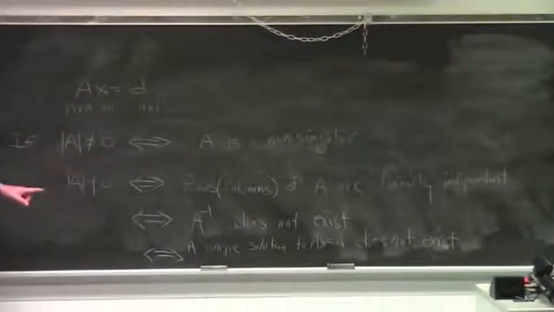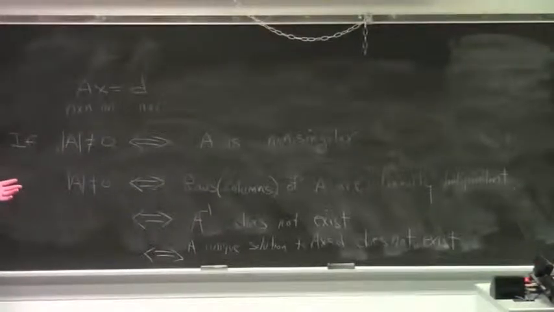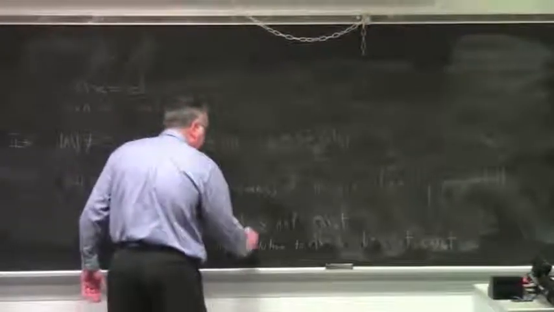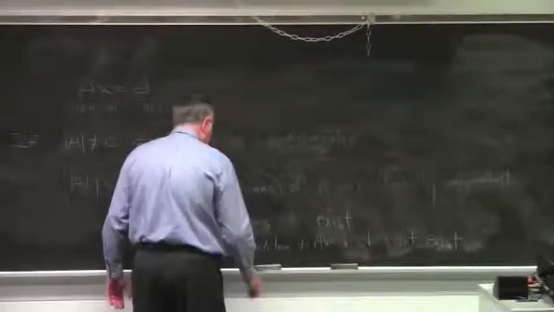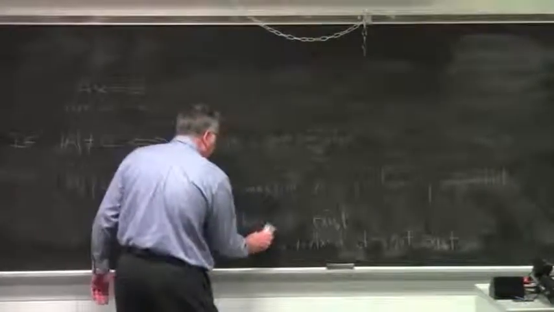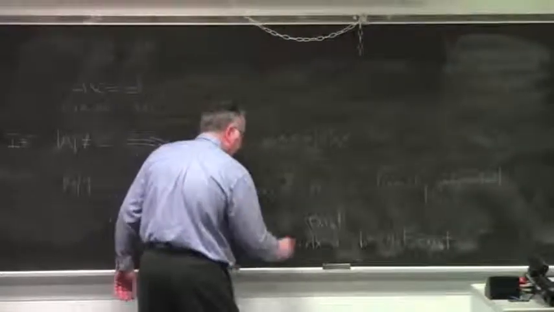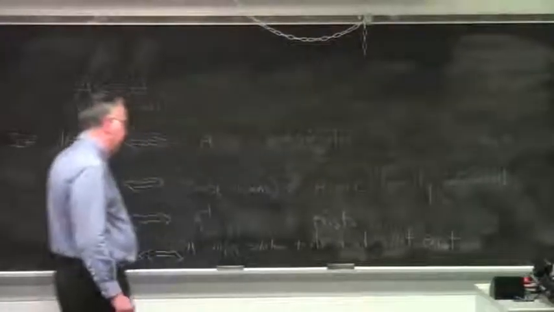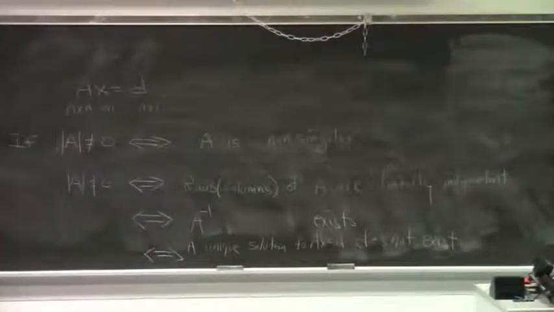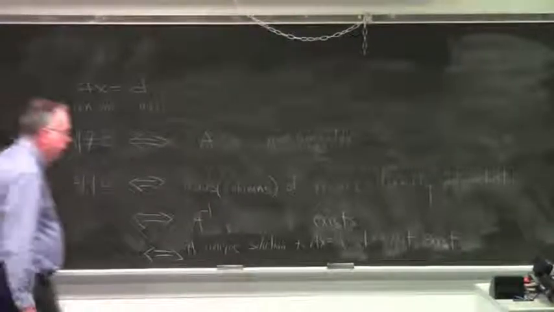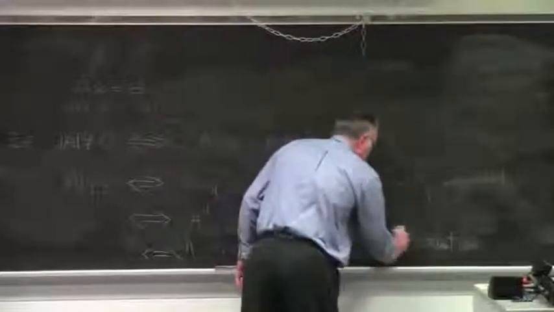And what about A inverse? It exists. So I have to erase the not. A inverse exists. And I probably should say just A inverse. Let's get rid of the does too. Put an S on here. A inverse exists. And what about the last statement? A unique solution to AX equals D does exist. So get rid of the not. Okay. All right.